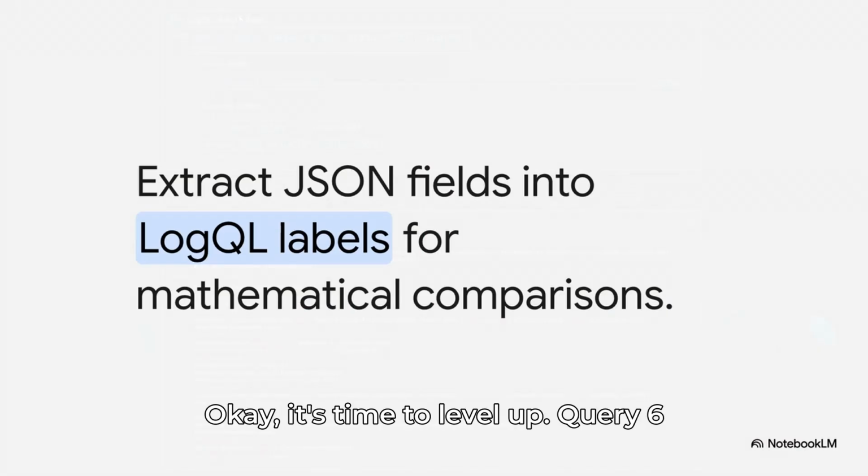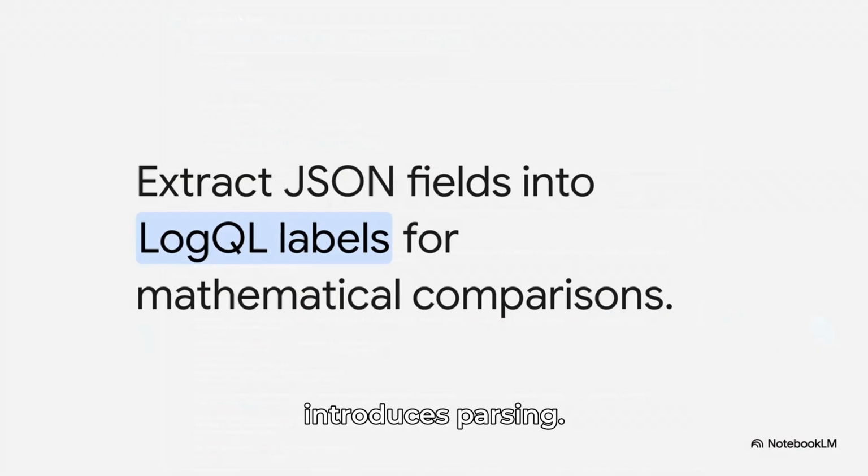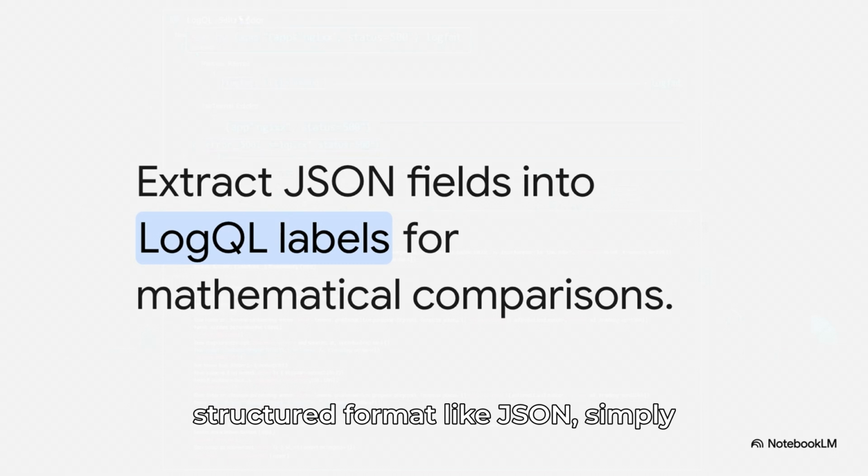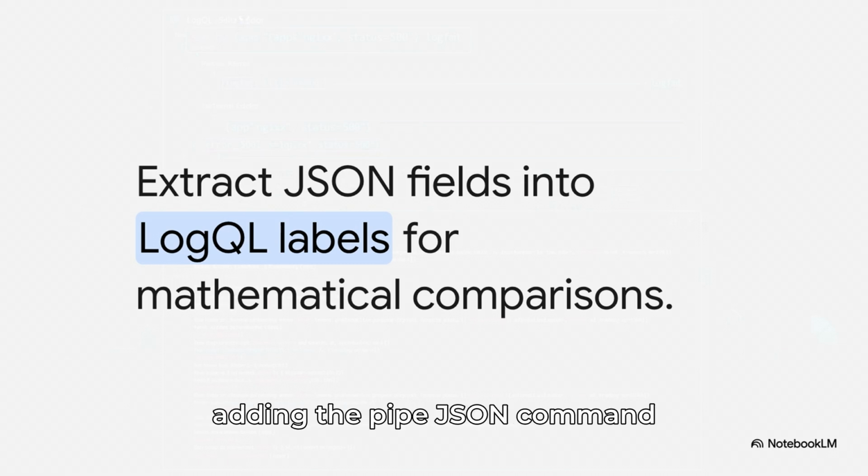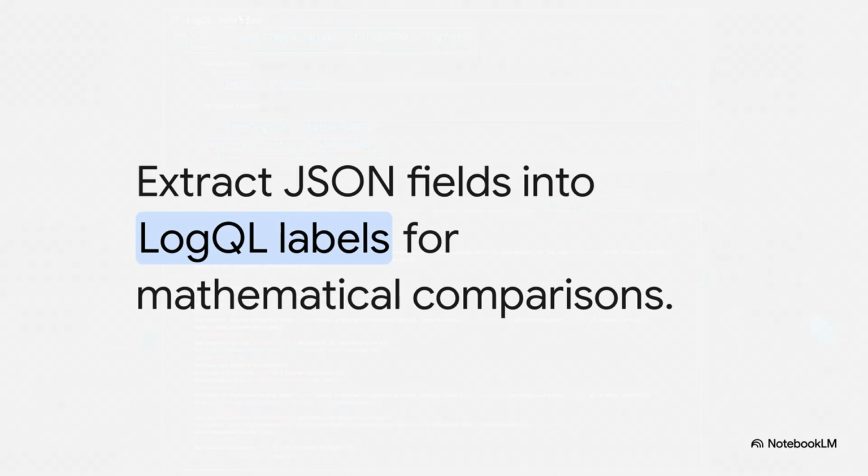Okay, it's time to level up. Query 6 introduces parsing. If your logs are written in a structured format like JSON, simply adding the pipe json command extracts all those hidden fields and instantly turns them into LogQL labels.